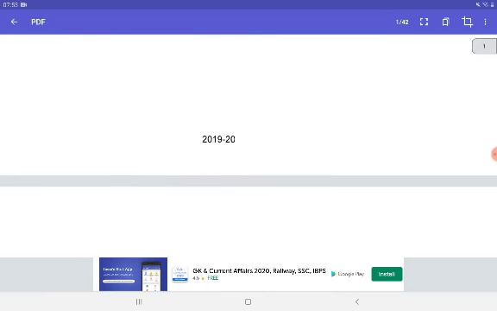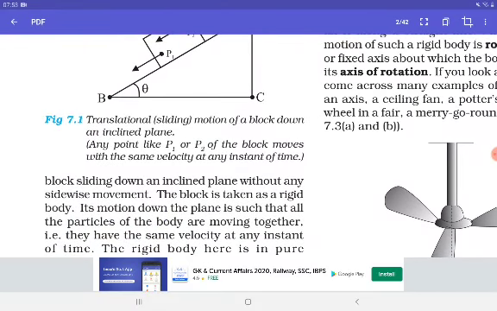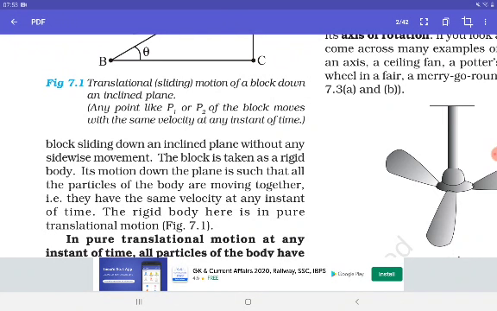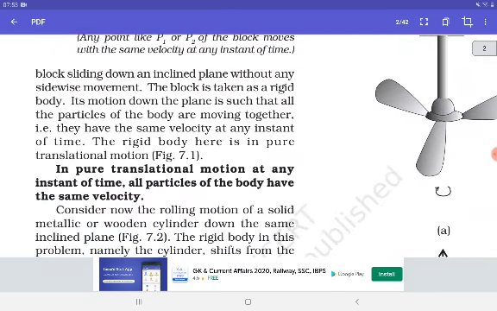Let us begin with a rectangular block sliding down an inclined plane without any sidewise movement. The block is taken as a rigid body. Its motion down the plane is such that all the particles of the body are moving together. That is, they have the same velocity at any instant of time. The rigid body here is in pure translational motion. In pure translational motion, at any instant of time, all particles of the body have the same velocity.